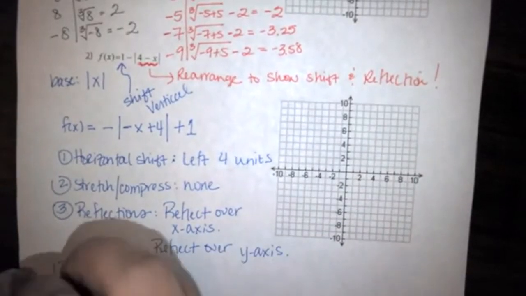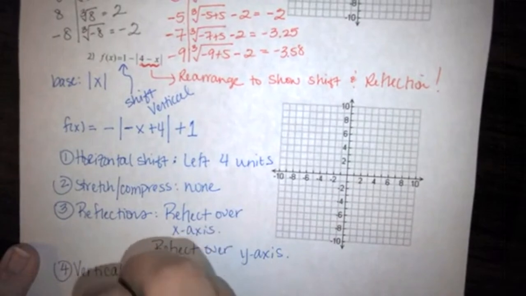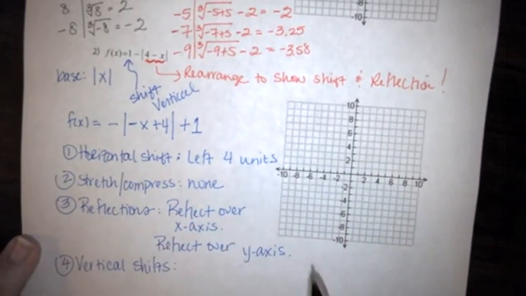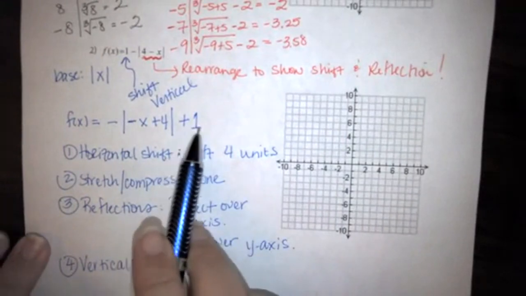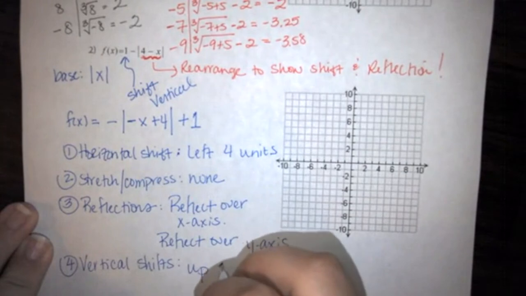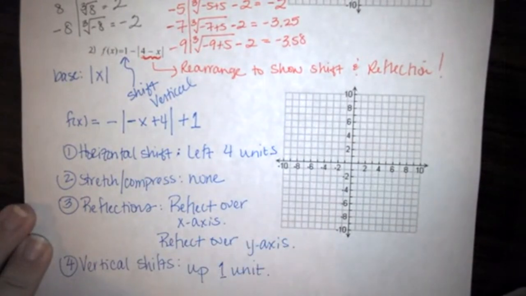The fourth thing I need to look at is if I have vertical shifts. And in this case, again, I do. We put it out and back. And because it's positive, this means we're going to go up by 1 unit.